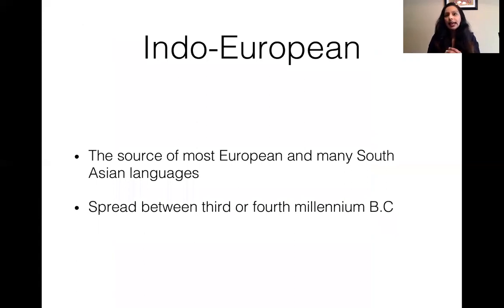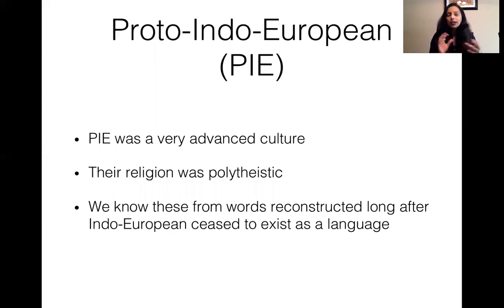So the language that originated before English started developing in England is called Indo-European. And Indo-European is the source of many languages, not just European languages, but also South Asian languages. The Indo-European languages spread between the third and fourth millennium before Christ. What we call Indo-European has been reconstructed from known languages that exist today and that we have speakers of today. And what we reconstruct from that language is called Proto-Indo-European, PIE.